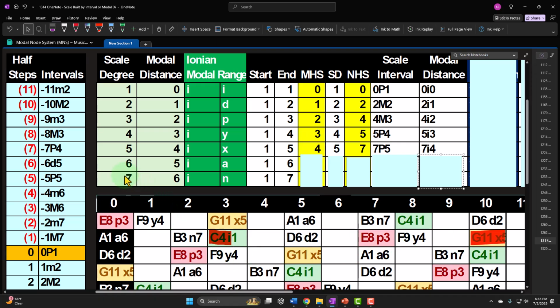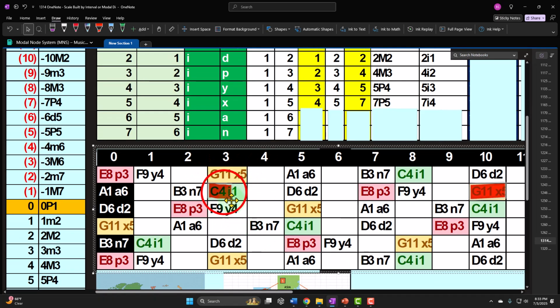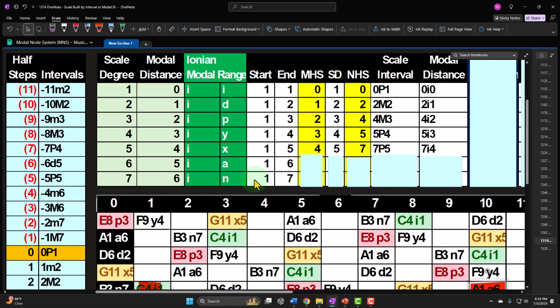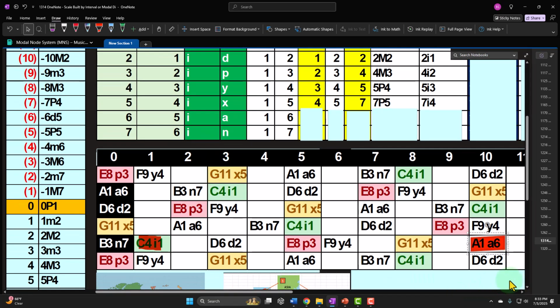What if I go 6 up? Let's go to this one down here. If I go 6 up from this one, then that would be here. So now I'm going 5 up, or 6th scale degree, 1, 2, 3, 4, 5. So that would land me on the Aeolian. That would be a 1-6 modal range.